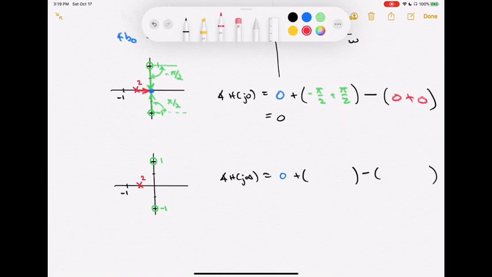So let's go ahead and measure those angles going from the zeros to infinity. The first zero, at 1, going out to infinity, that guy points straight up. That second zero, at minus 1, going out to infinity, points straight up.